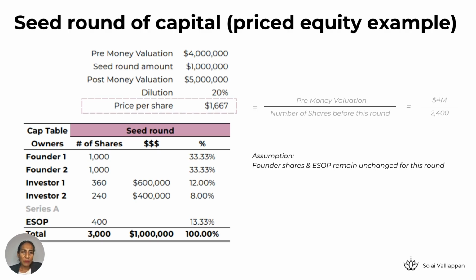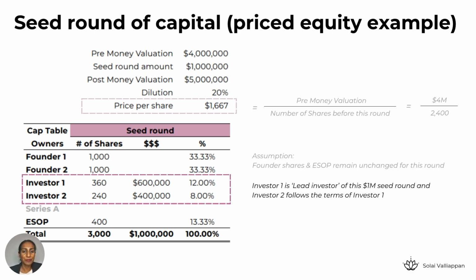For this $1 million round, we're also going to assume that the founding shares and the ESOP remain unchanged. As founders, that's the whole point of raising capital, because you want investment to come from externally. From this example, we can see that the founders have diluted by 20%, to 33.33%. And similarly for the ESOP as well.